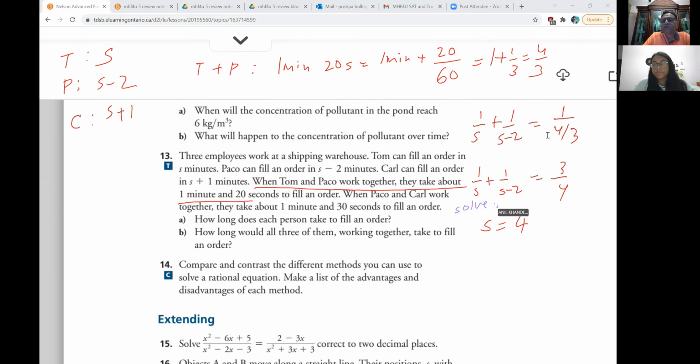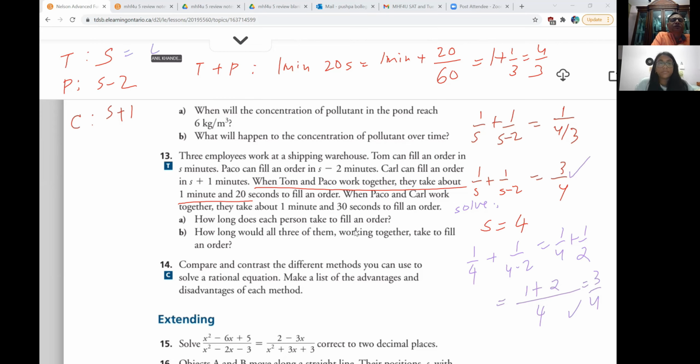Let me check it. So 1 over 4 plus 1 over 4 minus 2. Let's check how much this is, right? 1 over 4 plus 1 over 2, that gives you 4 as common denominator, 1 plus 2, which is 3 over 4, correct? So which is correct. So your answer 4 is correct. So we know the speeds for each person. This is 4. This is 4 minus 2, which is 2. And this is 4 plus 1, which is 5. Is that clear to you now?